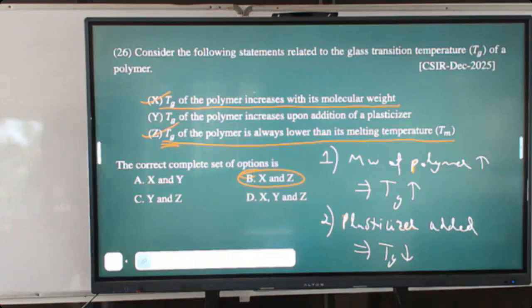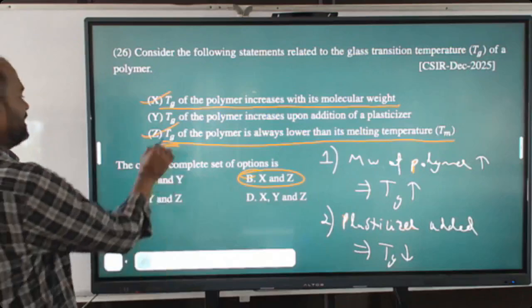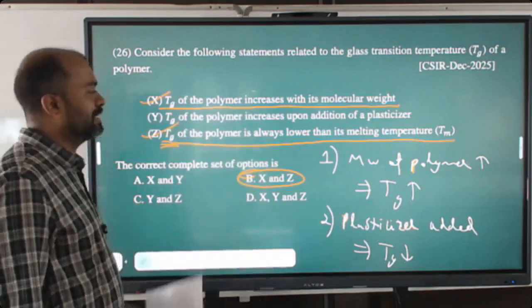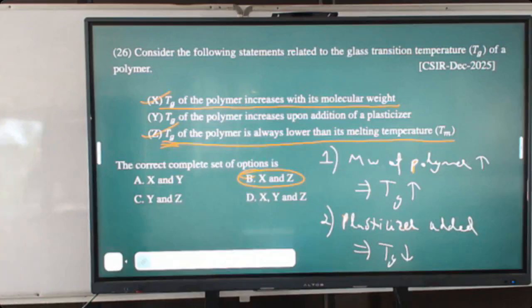Molecular weight of polymer increases, then Tg increases. Plasticizer added, Tg will decrease. And the glass transition temperature of the polymer is always lower than the melting temperature. Option B is the correct answer, X and Z.